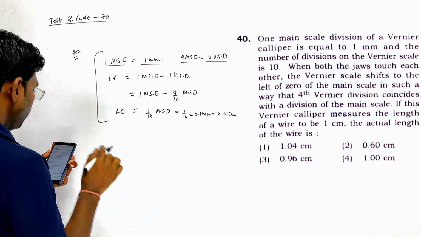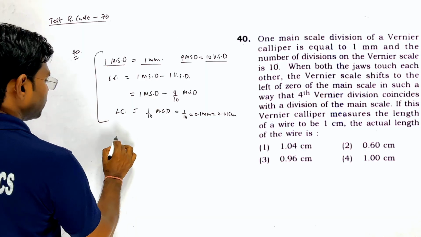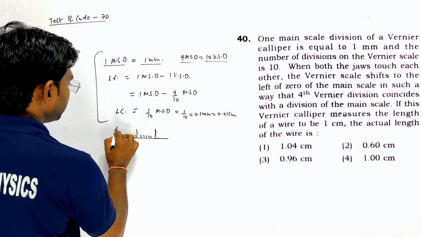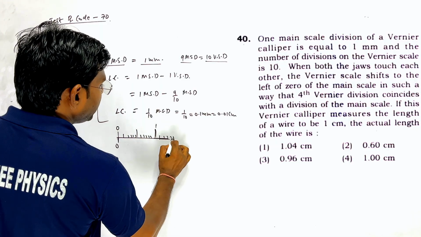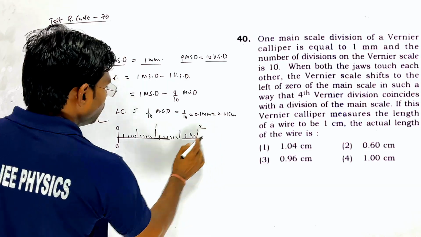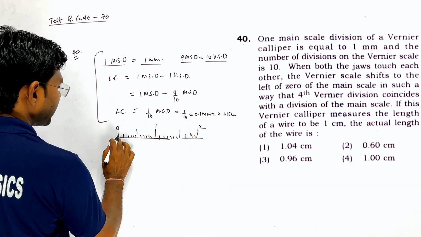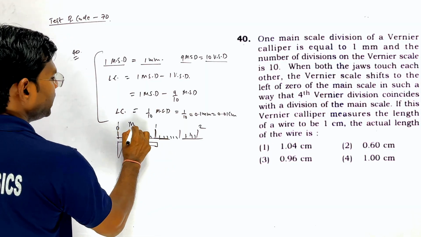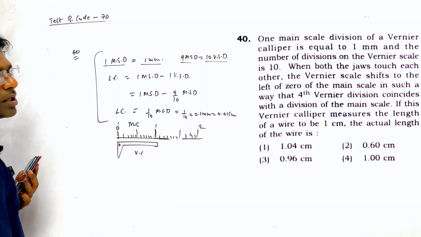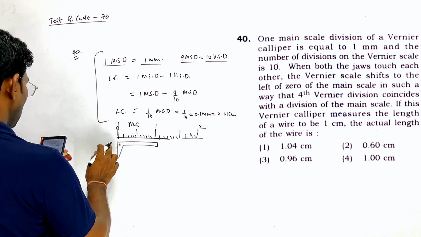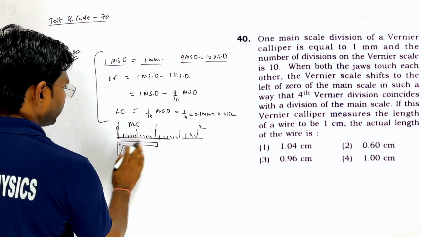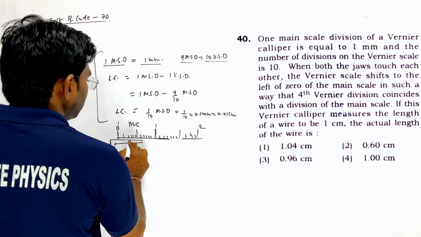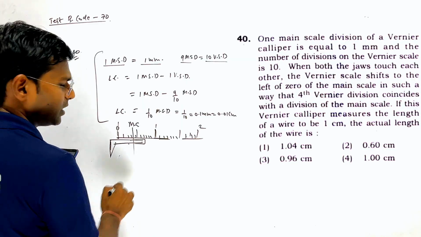Now when both jaws are touched, suppose this is the 0. This is the vernier calipers, this is the main scale 0, and this is the vernier scale. To have the correct reading, the vernier 0 must be coinciding with the main scale 0. But here in this case, the 0 is towards the left, like this. And the fourth division is coinciding.